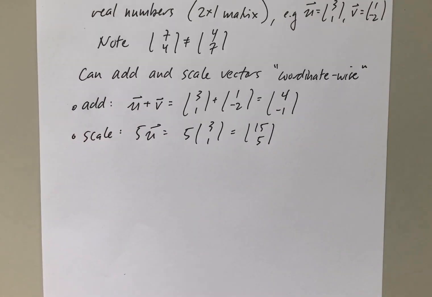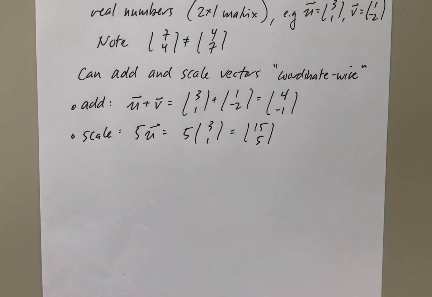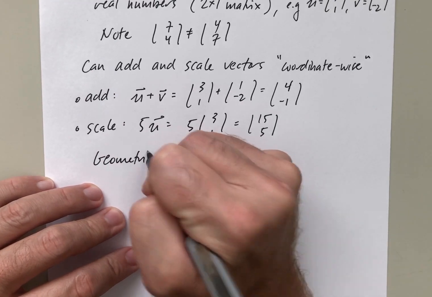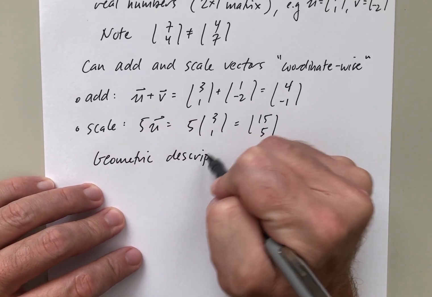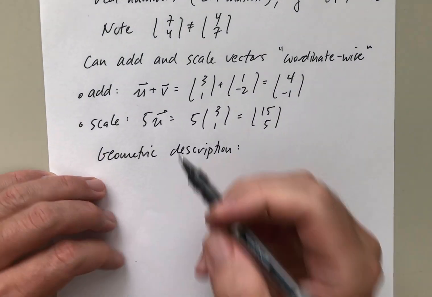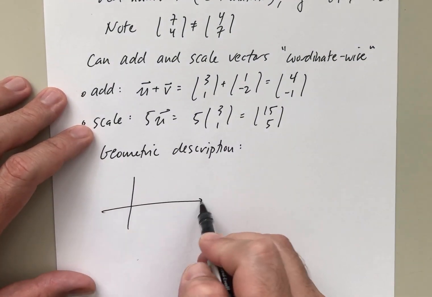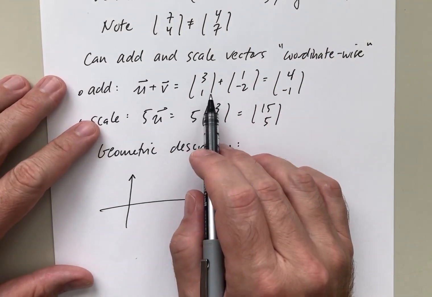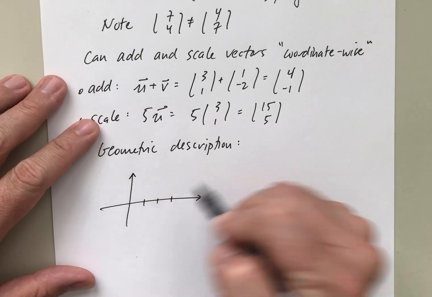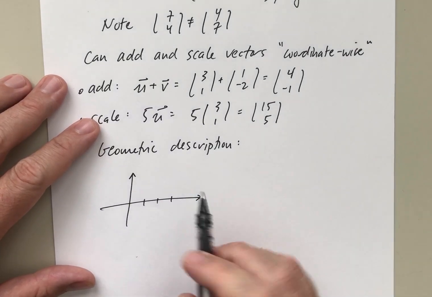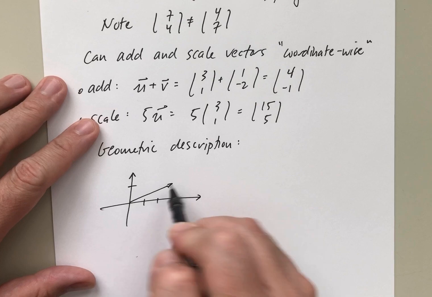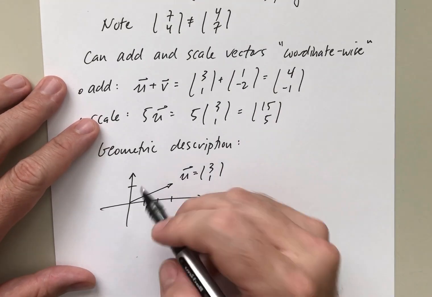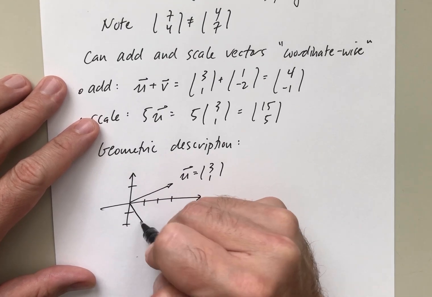Now, like I said, you've probably seen this before, and you're likely to have seen the geometry behind this. There's a geometric description of these two operations. First of all, there's a geometric description of what a vector is. Our vector u was, let's say, 3, 1. I'm going to draw that in a Cartesian coordinate system. This will be 3, 1. This is u. And v was 1, minus 2. So 1, minus 2.